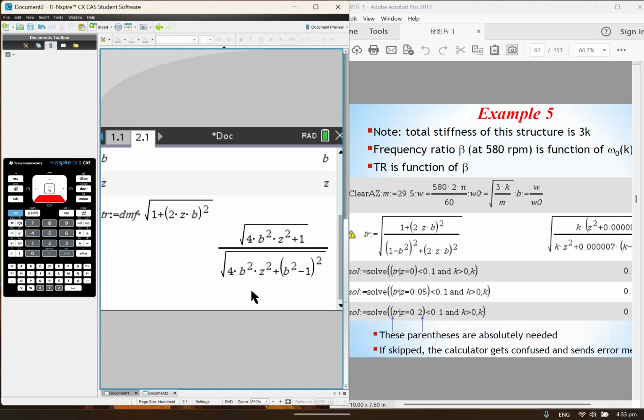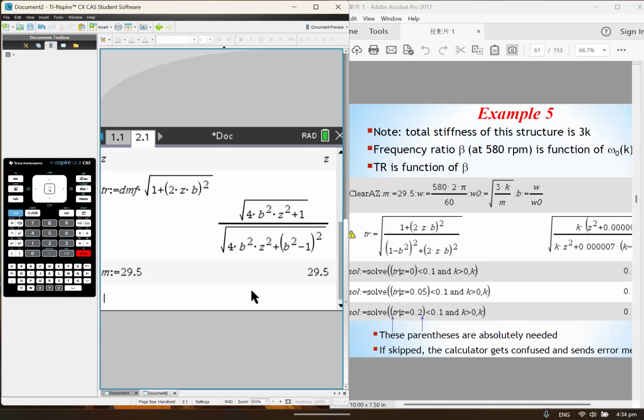So now I'm going to enter all those numerical values for this particular problem. The mass, first of all, light machine, and then omega, the driving frequency, is 580. That's in revolutions per minute. So per second is this multiplied by 2 pi.